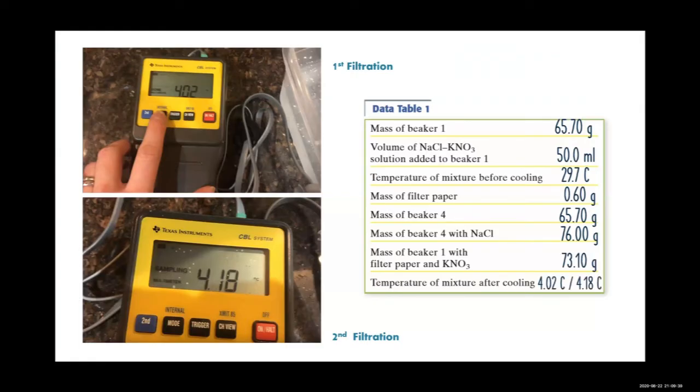So our mass was 73.10 grams. Now I went back and grabbed some screenshots for our temperature readings from both our first and second cooling and first and second filtration.